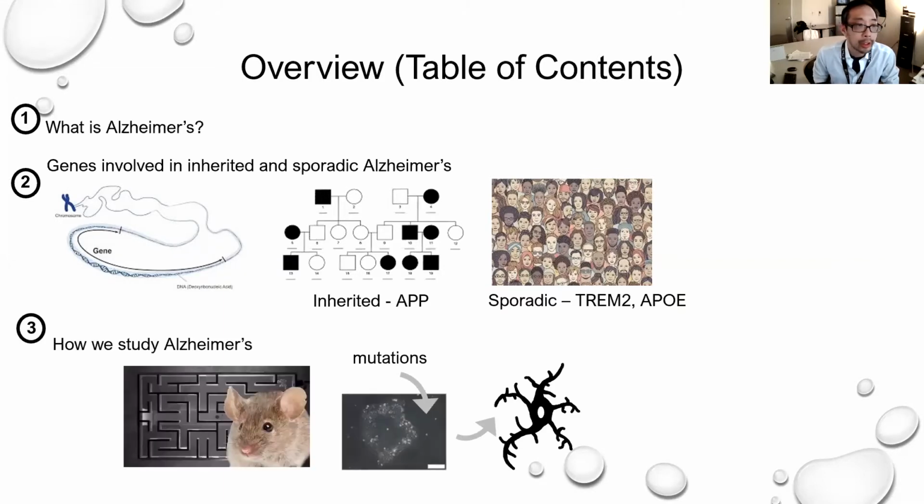And lastly, we'll talk about how we approach Alzheimer's disease in the lab. That is to say, how do we find if something is protective or aggravates the Alzheimer's state? And basically, we use mice and cellular models to study different pathways in Alzheimer's disease.